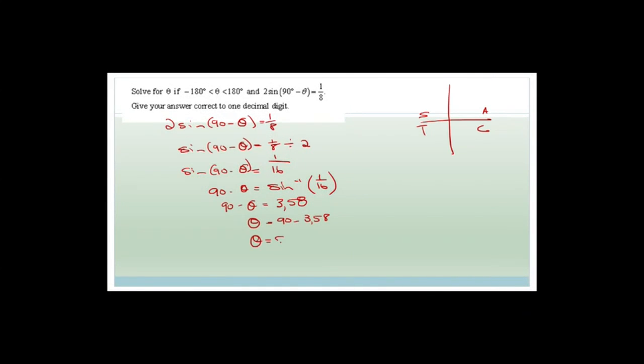So theta is equal to 86.42. Now it says they want theta between minus 180 degrees and plus 180 degrees. But this is a sine graph, so therefore it has a period of 360. So it's going to be 86.42 plus k times 360. If you add 360 it's way out, and if you subtract 360 it's way out, so that's the only answer, 86.4.